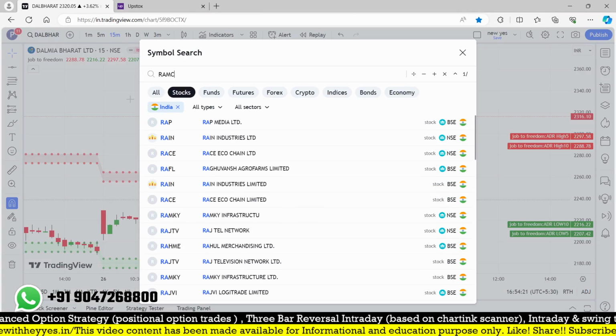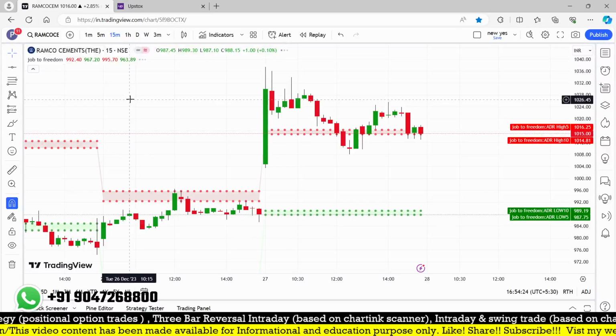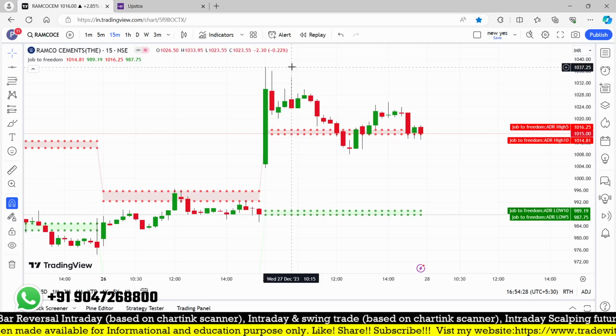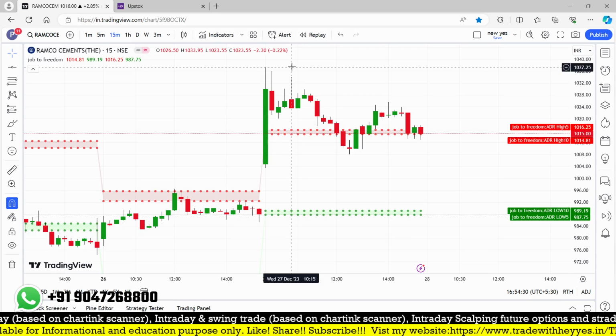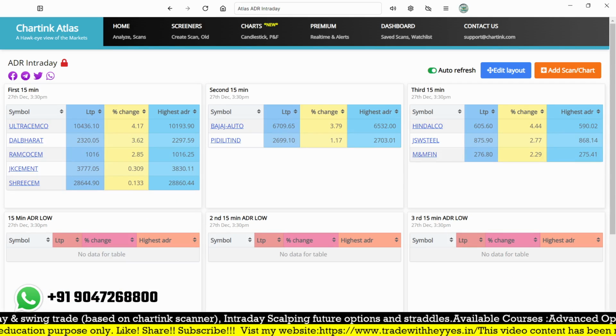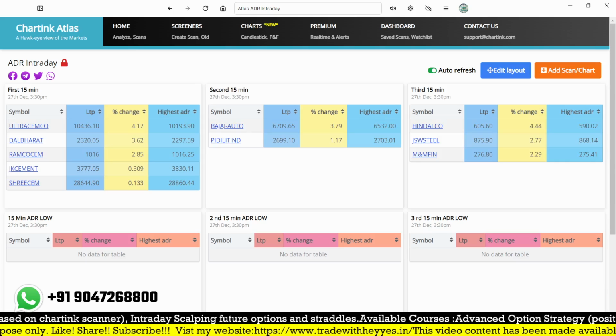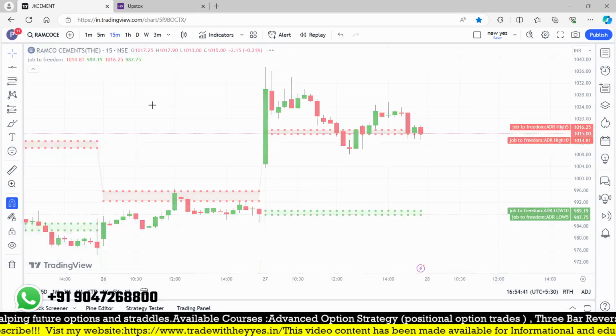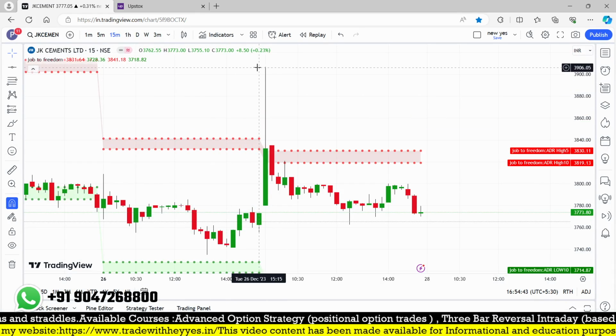Ramco Cement generally is not a liquid one, and it finally doesn't give the breakout of the first 15 minutes. Simply there is no trade. Okay, and it is not a liquid one. So if you want to check the liquidity, you can check with JK Cement. Check with the depth of the market. JK Cement is this fourth one. That is also not broken, but a huge.